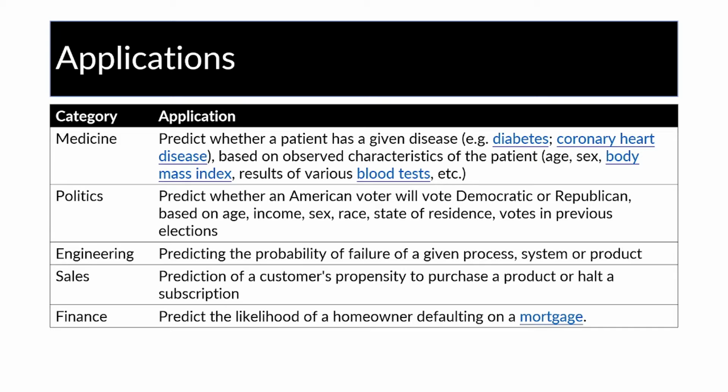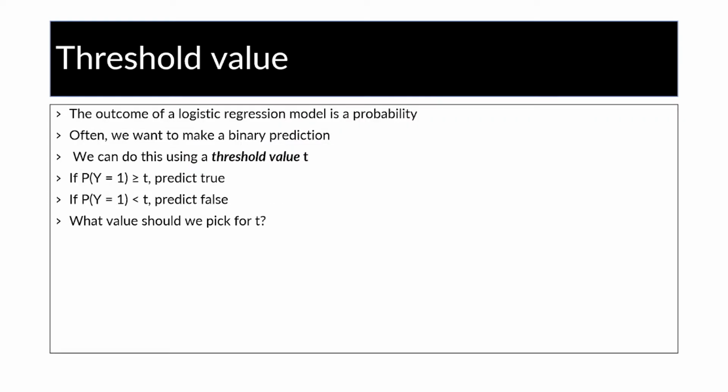Engineering: predicting the probability of failure of a given process, system, or product. Sales: prediction of a customer's propensity to purchase a product or halt a subscription. Finance: predict the likelihood of a homeowner defaulting on a mortgage. So these are the different applications.